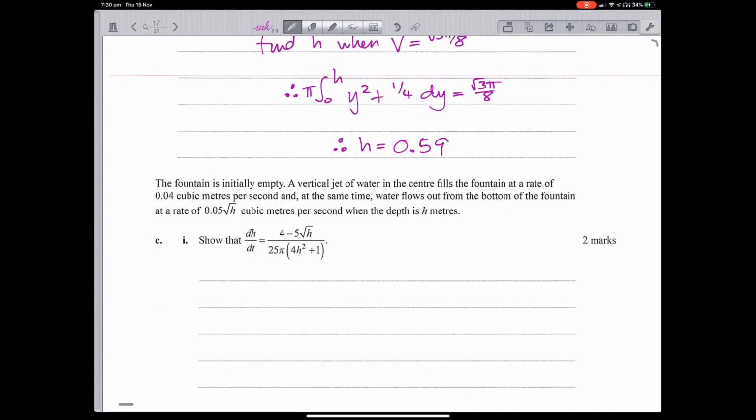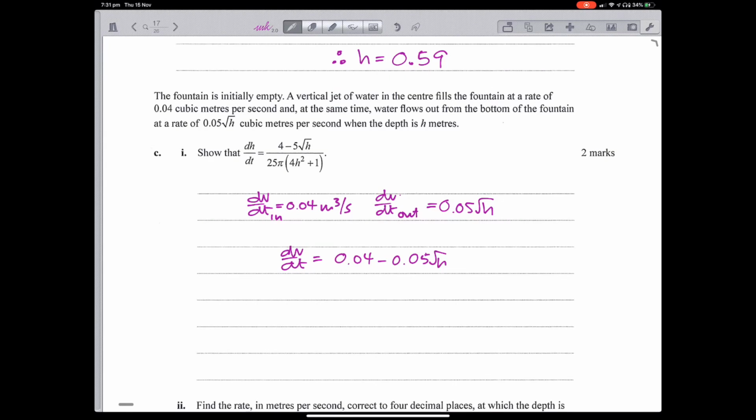A vertical jet of water has a rate of 0.04 cubic meters per second. Fills the fountain. So dV/dt is 0.04 meters cubed per second. At the same time, water flows out from the bottom at a rate of dV/dt in, dV/dt out, equals 0.05 root h. Okay, so we know then dV/dt is 0.04 minus 0.05 root h. Can we put that over one thing? 4 minus 5 root h on 100.